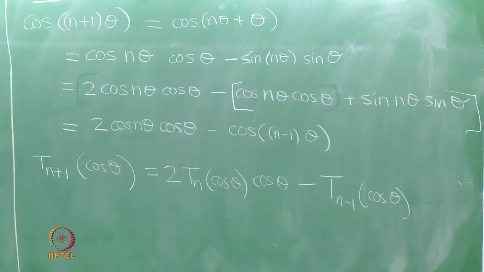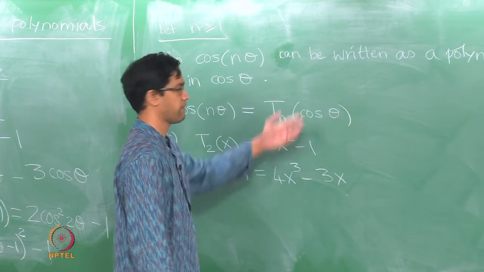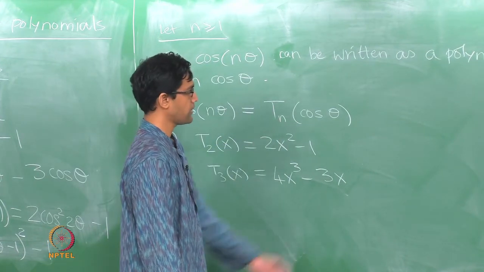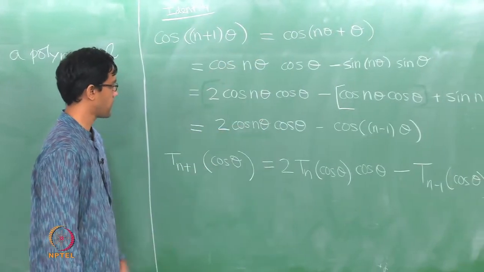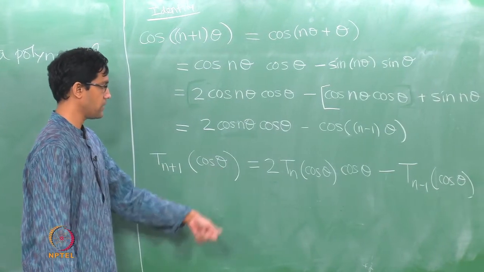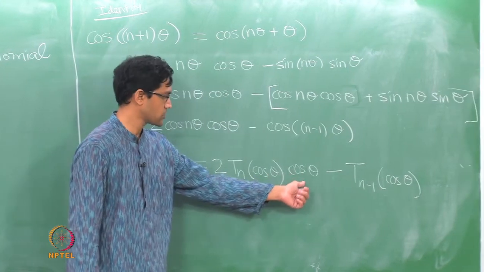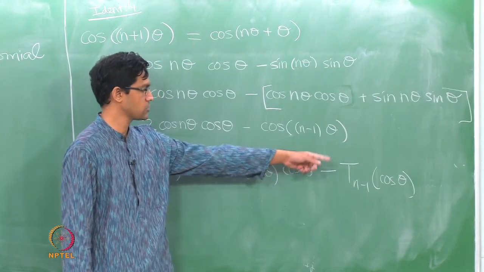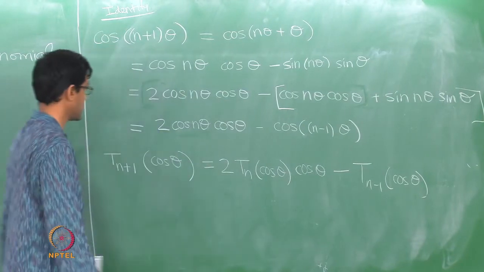Okay, so all I am doing is, for the moment just take this for granted that cos of n theta can be written as some polynomial evaluated at cos theta. I am trying to find out what property those polynomials satisfy. Because we have this identity and because of all these manipulations, this polynomial T n plus 1 must be equal to 2 times Tn of cos theta times cos theta minus Tn minus 1 evaluated at cos theta. Okay, so these two things are in fact the same.